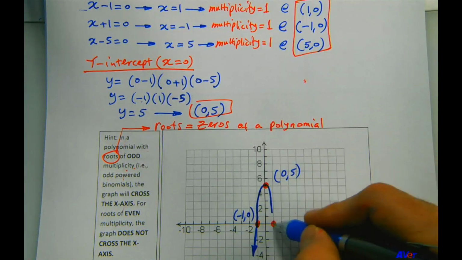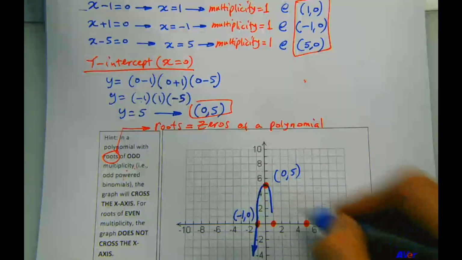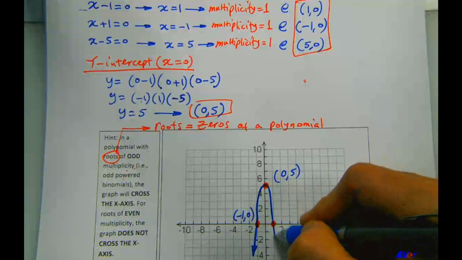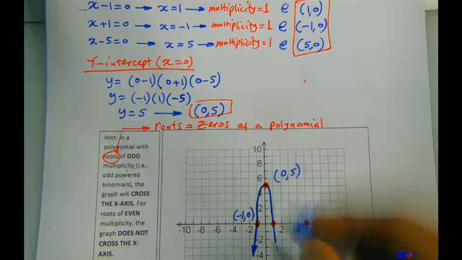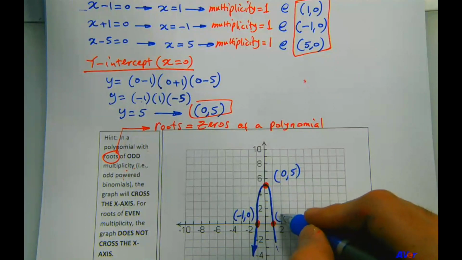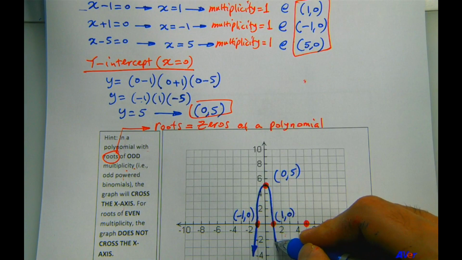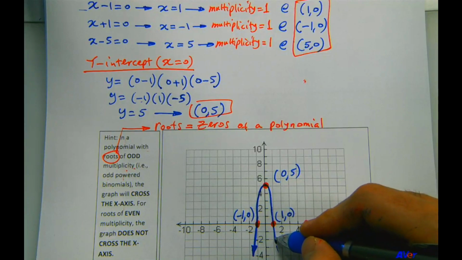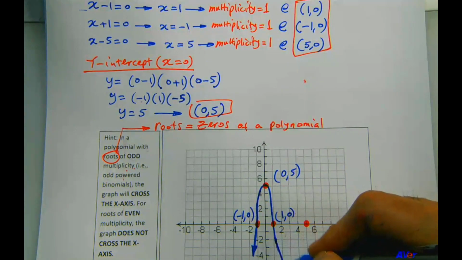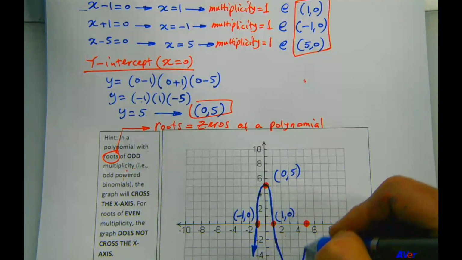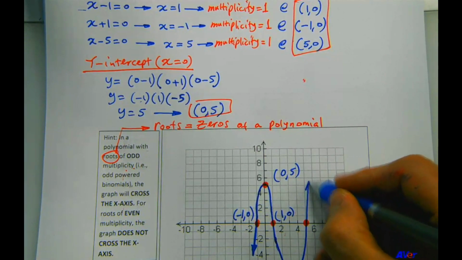Remember, the multiplicity is odd at both of these points. So it's going to go right through it. It's going to cross through it because the multiplicity is odd at that 1, 0. And at some point, it's going to curve back up. At some point, it's going to bounce back, come around, and go right through this.